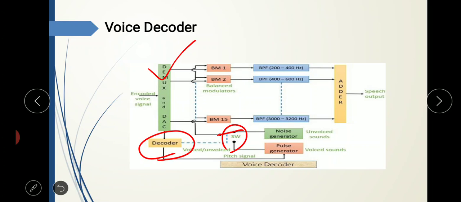The adder will thus add up all the analog signal and produce voice or speech output. This adder. Speech transmission using vocoder is helpful technique, but it has a disadvantage. This is because it leads to degradation in speech quality.